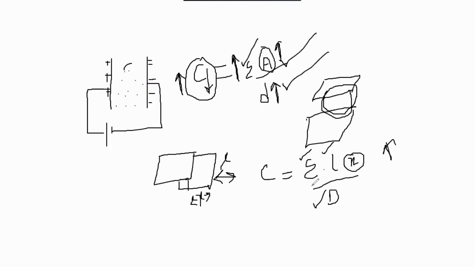So that's why C equals epsilon into L into x by d. Now L, epsilon and d are constant, so from this equation we can write that C is proportional to x.